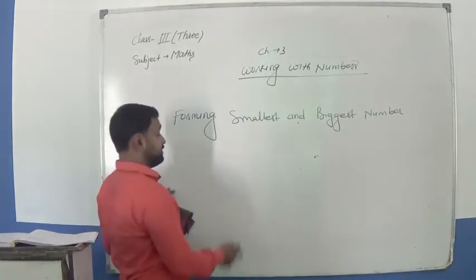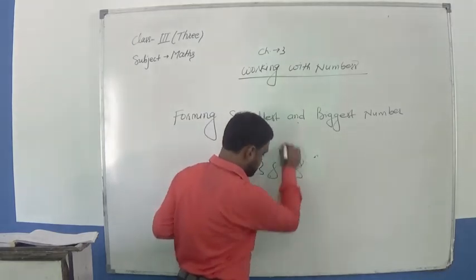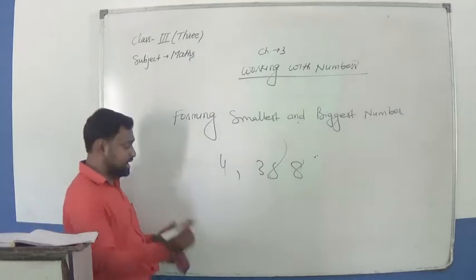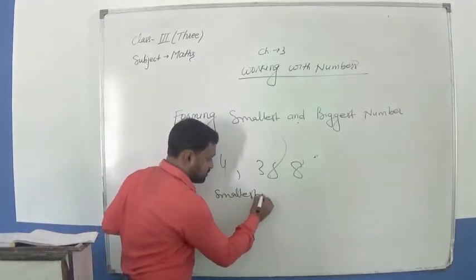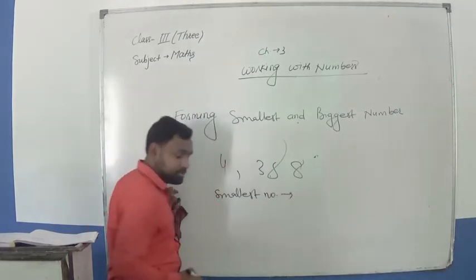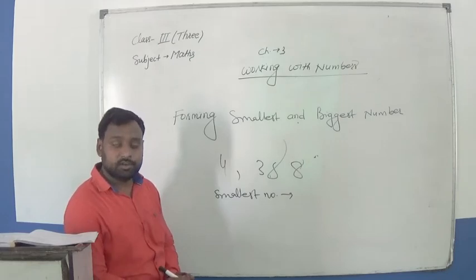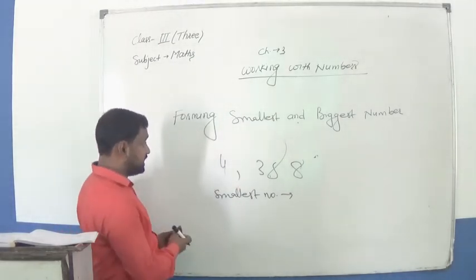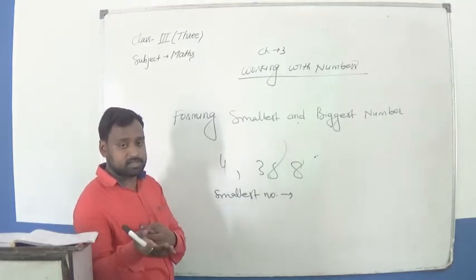You are being given 4, 3 and 8, and you are asked to form the smallest number. What you have to do? Arrange these numbers in ascending order. Ascending means smallest first.